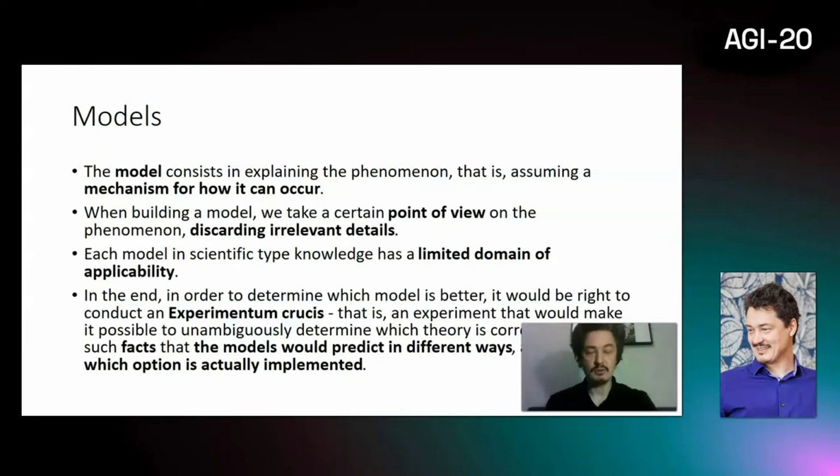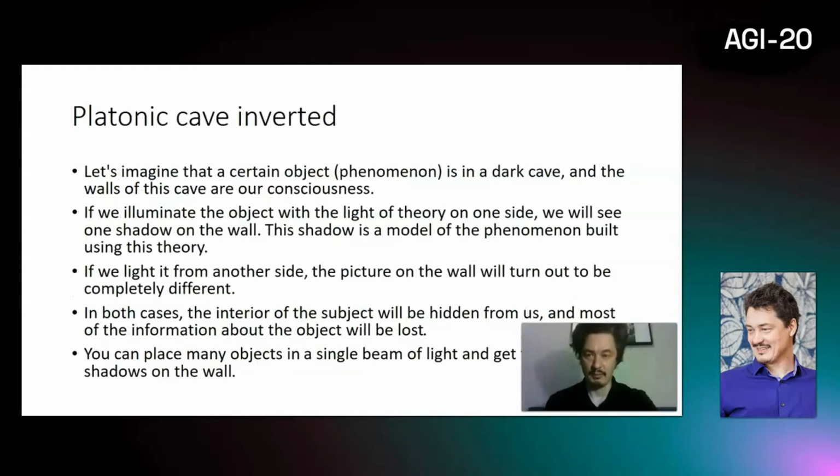And we build these models by discarding irrelevant details, taking a certain view of the phenomena. For example, a view from the viewpoint of physics and a view from the viewpoint of chemistry are totally different. And we define which scientific theory is better by creating an experimentum crucis, meaning trying to find something that a model predicts in a different way and choosing which model is better at predicting what actually happened.